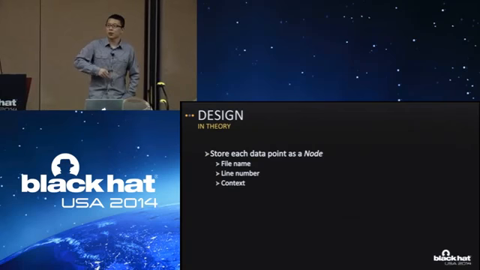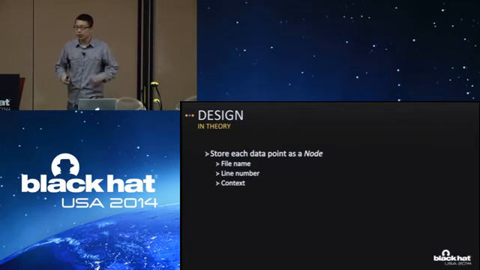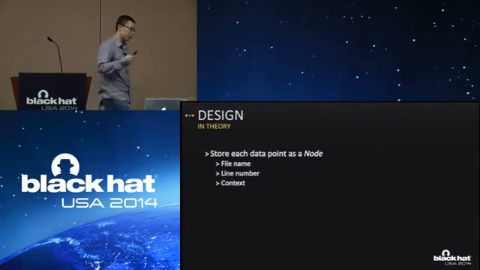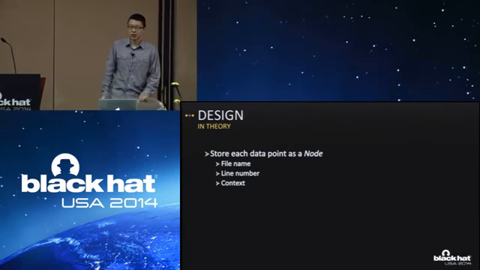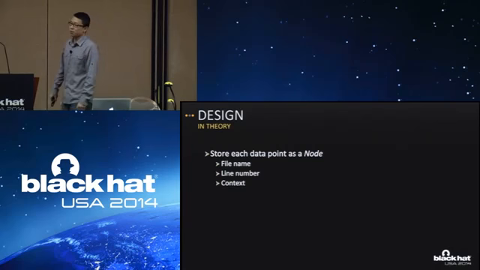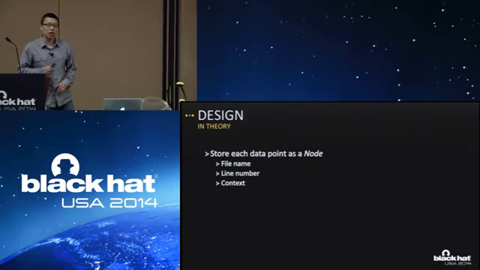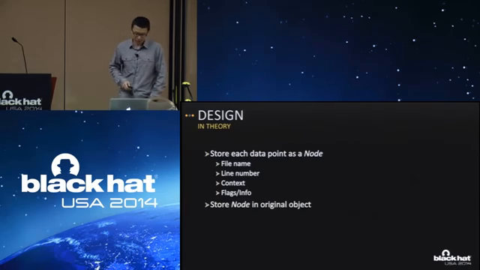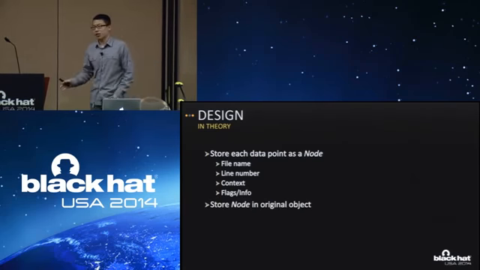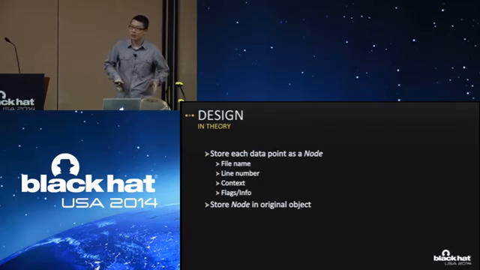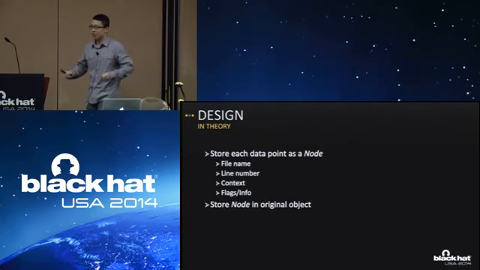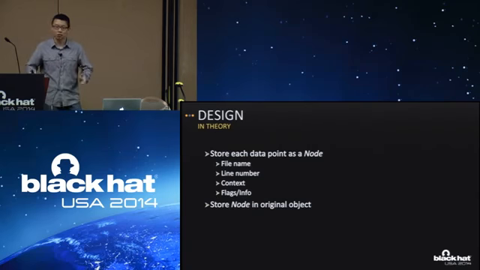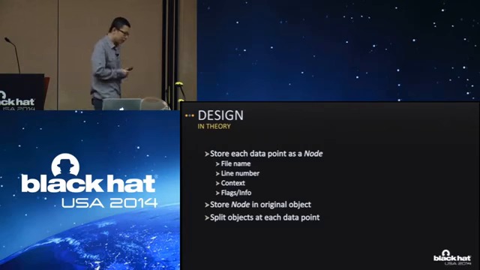And not only the data point, we also record context information. For example, where was it obtained? Did you get it from a user? Did you get it from a database? Did you get it from a URL? Did you get it from a file? Or is it HTML escaped? Or is it JavaScript escaped? Or is it SQL escaped? Or anything else. All of those are encoded into a flag that the user is able to customize. Then we store the node object into the original object that we're tracking data flow with, because we do not want to create a separate map just to track data flows, as that would be really messy and hard to maintain.